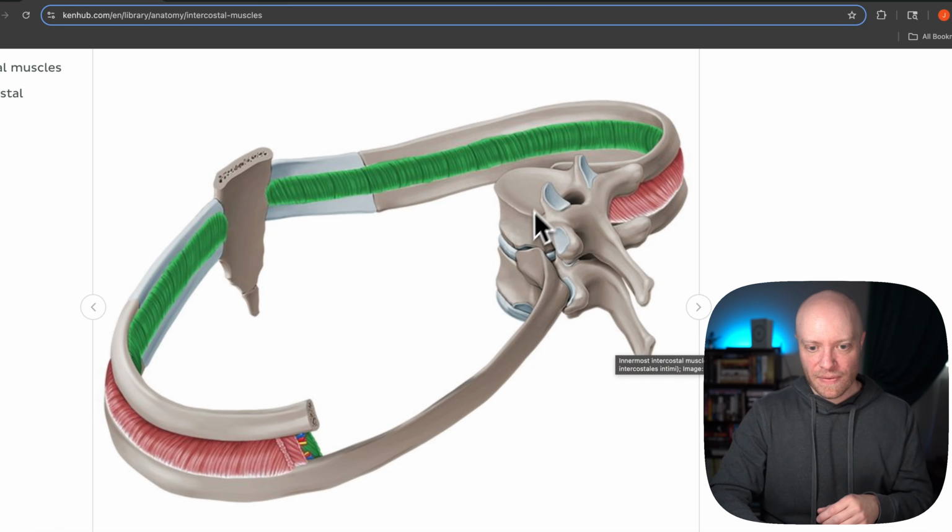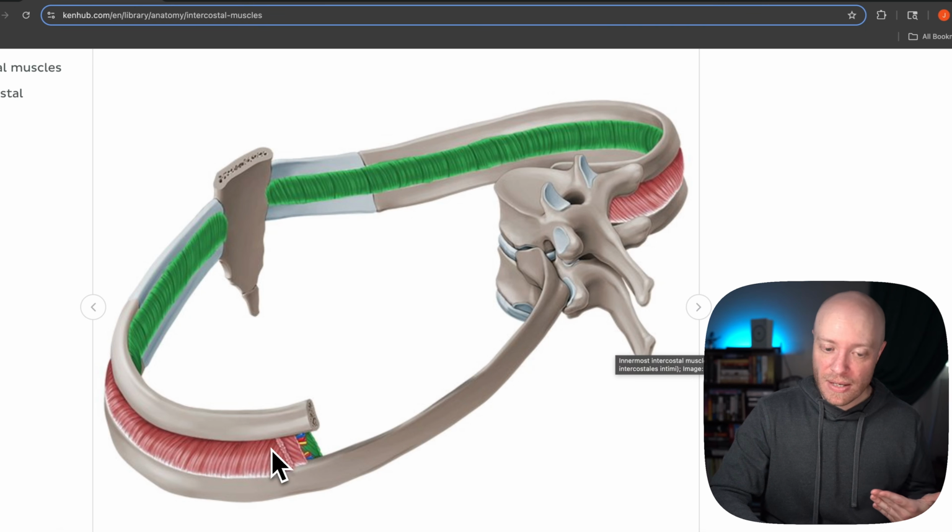You can see a thoracic vertebra, another thoracic vertebra. You can see a rib coming over. You can see a rib here that's cut. And you can see, if you look closely, that there are 3 layers here. And these 3 layers belong to the 3 layers of the intercostals.